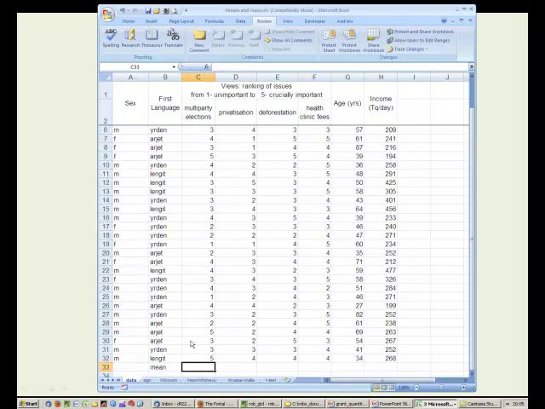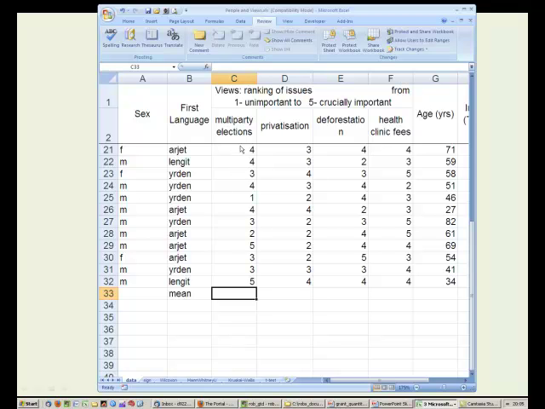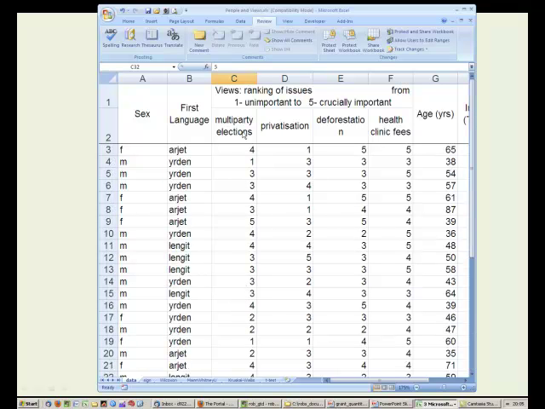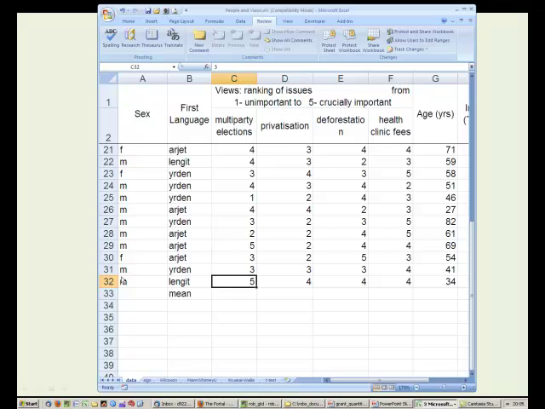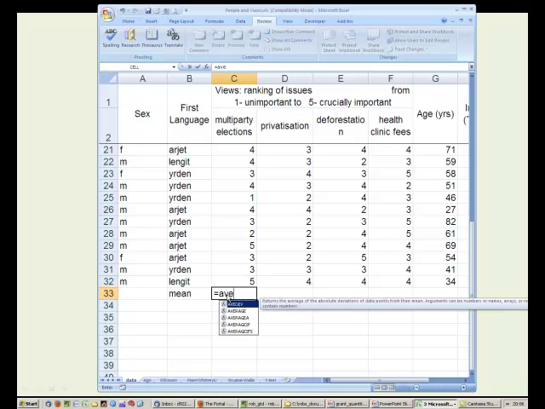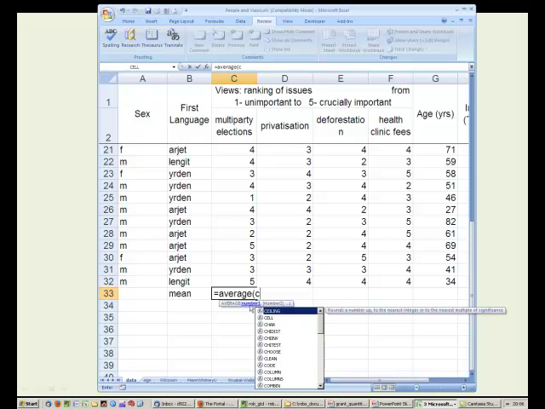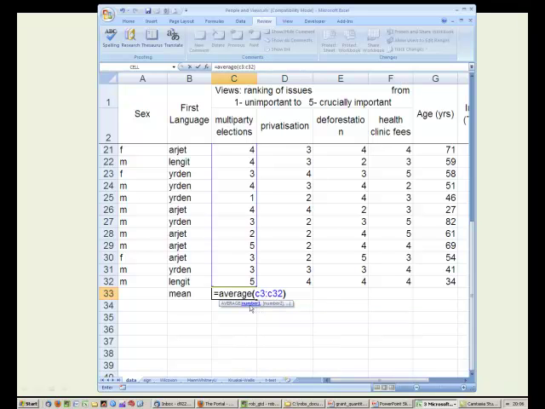It's going to be the mean of, make it bigger so you can see what I'm doing, the mean of all their views on multi-party elections. First I note that the numbers are in the cells from C3 down to C32. So I'm typing equals. Equals tells Excel that it's got to look for a formula. And I can type in C3 to C32, exactly like that. Press enter and it should work it out for me: 3.16667. So the average using the mean is 3.1667. So it's somewhere slightly more than half way between 1 and 5.